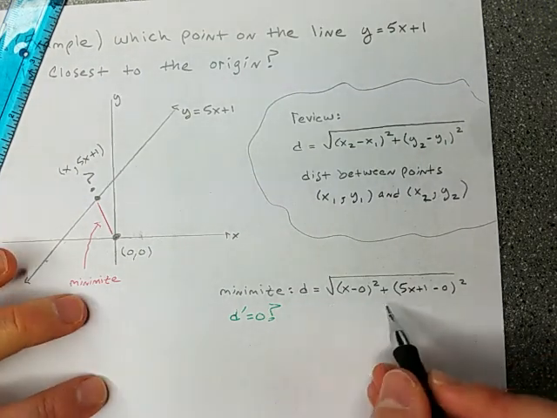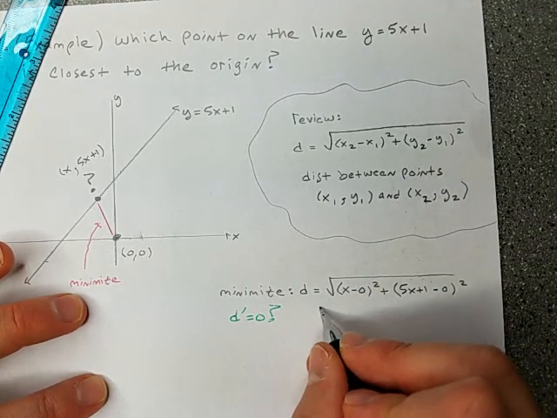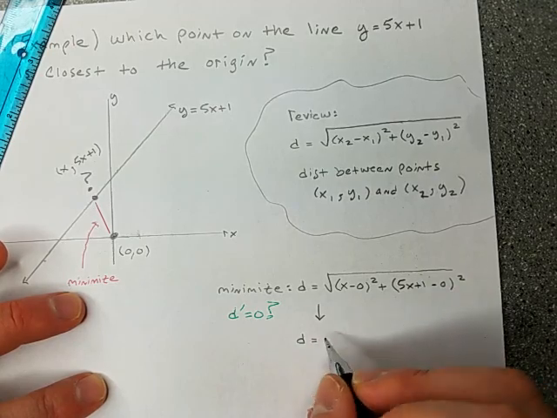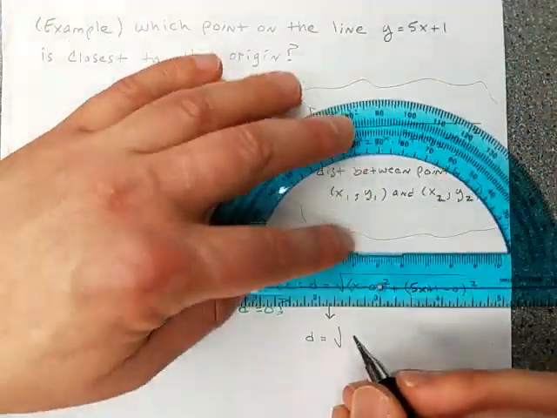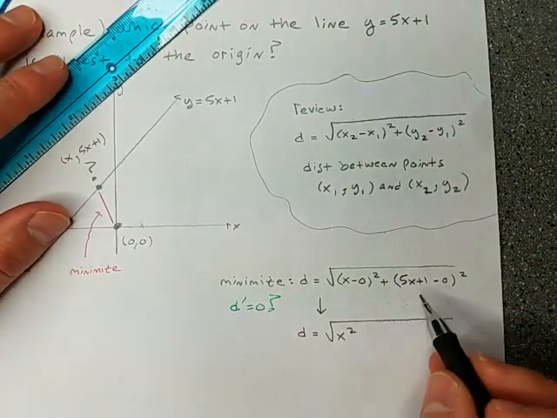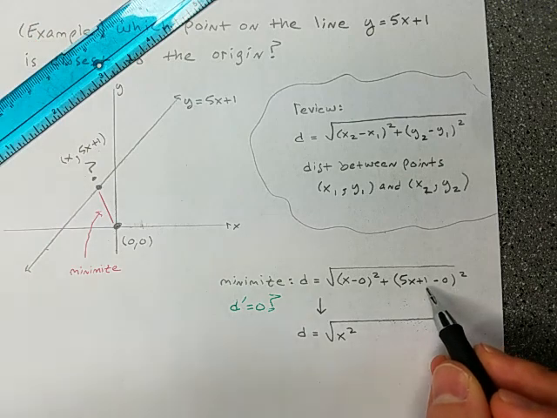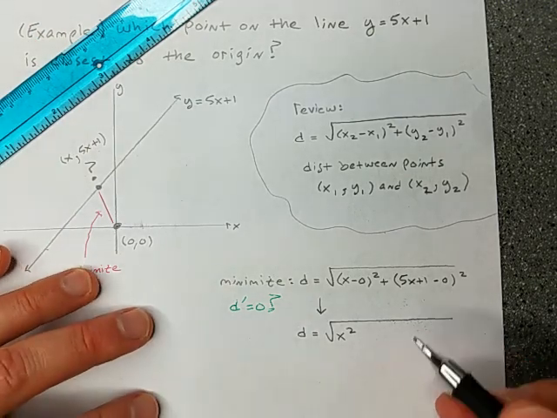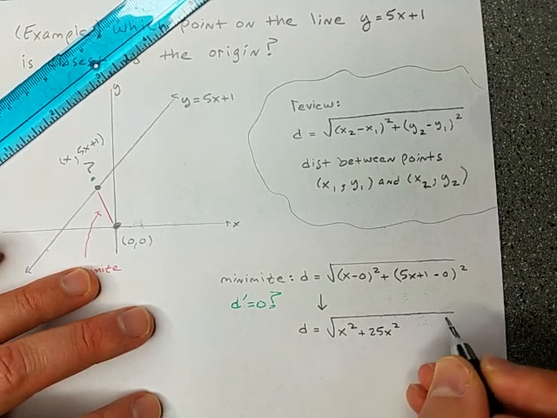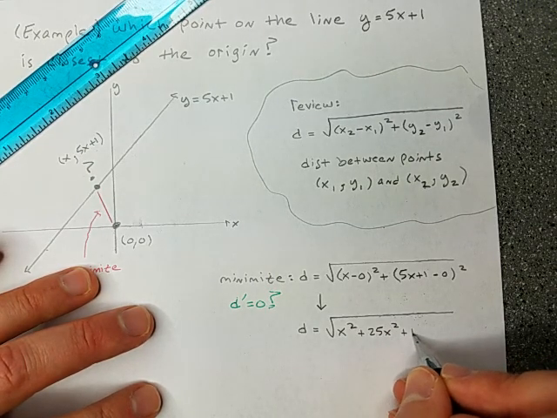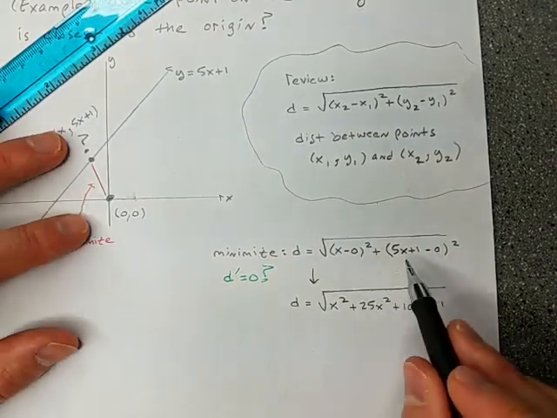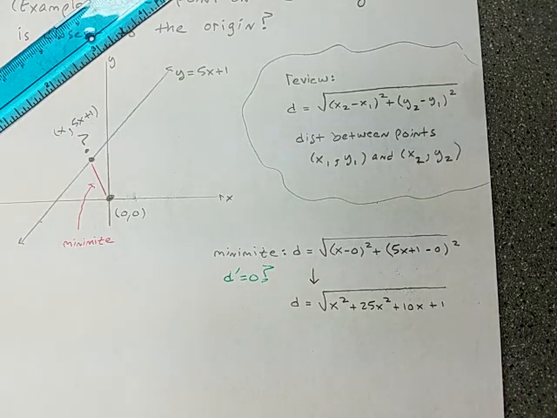Okay, so let's do a little simplifying of this before we do any serious work with the derivative. So d is equal to, well, x minus 0, that's just x, so that's going to be x squared. 5x plus 1 minus 0, that's just going to be 5x plus 1. Squaring that gets me 25x squared plus 10x plus 1. So that's what I'll get as far as the algebra on the inside is worked out.